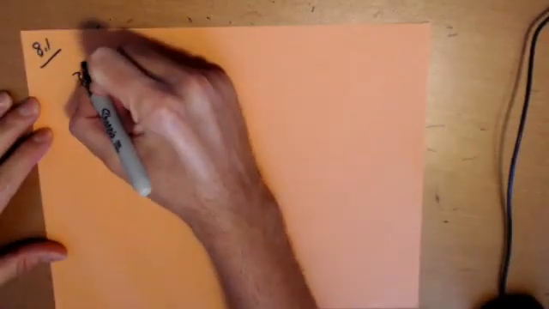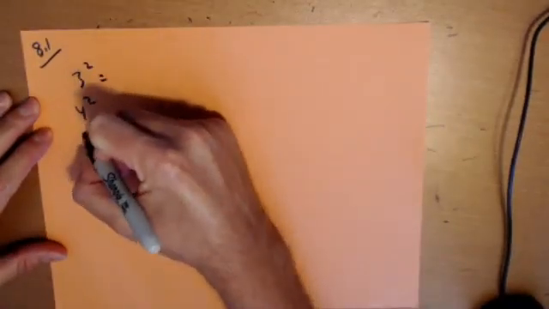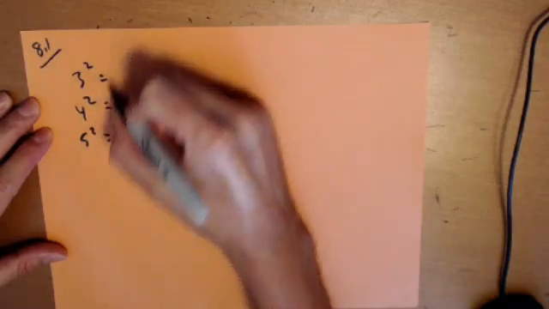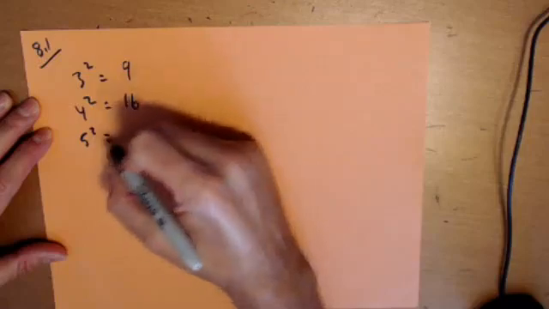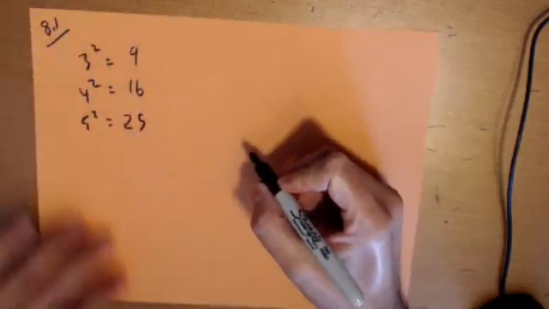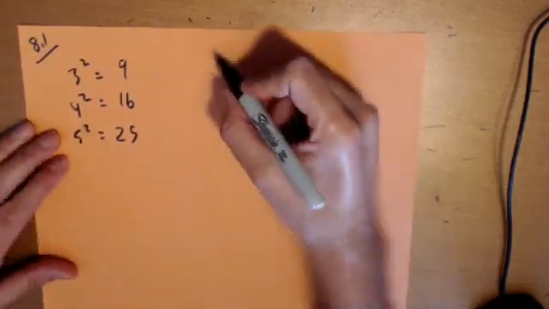So for example, they'll go over things like 3 squared, 4 squared, 5 squared. 3 squared is 3 times 3, which is 9. 4 squared, 4 times 4 is 16. 25. So they keep going with the lists. And then they also, well, let's just look at this.